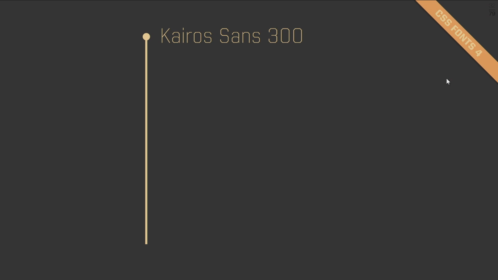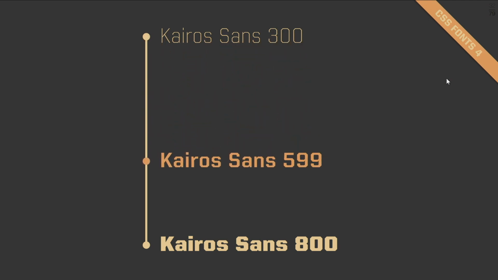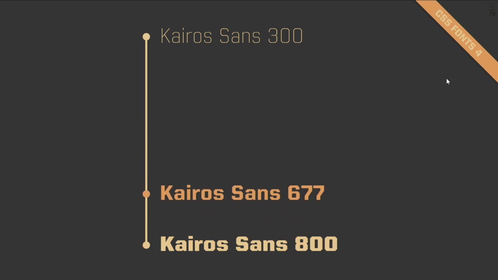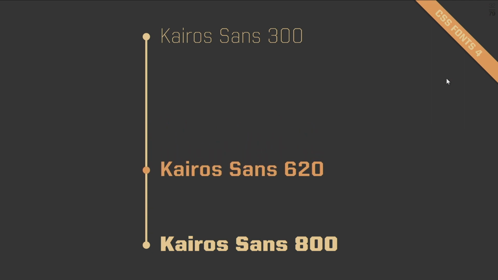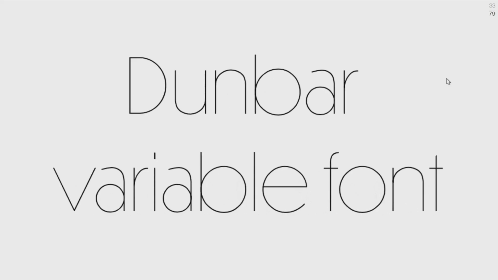So let me give you an example here. This is a font called Kairos Sans, and it's at weight 300, which is fairly thin. And there it is at weight 800, much bolder and blacker. And then we can ask for any value in between. Yeah, you can animate them as well. It's fine. You can animate it if you want.